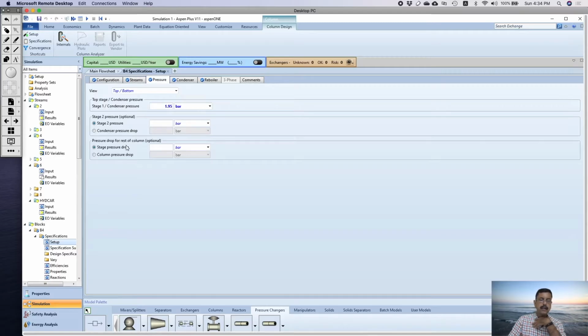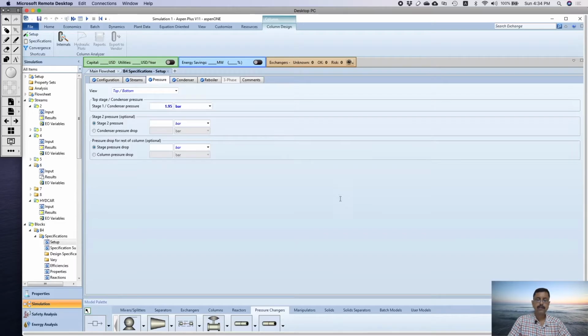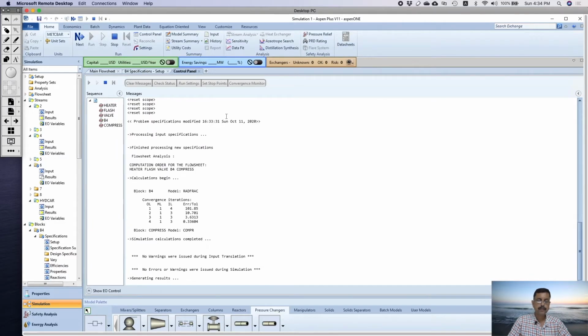Now here there are certain optional terms, you can check. I mean, stage 2 pressure or pressure drop in the rest of the column. So these are the information that you could give, but even without them the equations are complete. So we go to next, and here it says run the simulation now. So that simulation environment is complete with all the specifications written. So run the simulation now. It simulates with no warnings and no errors.